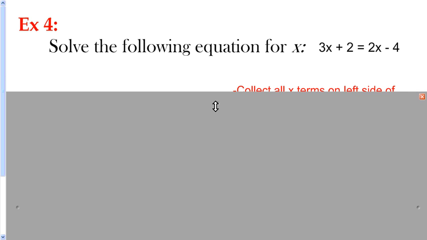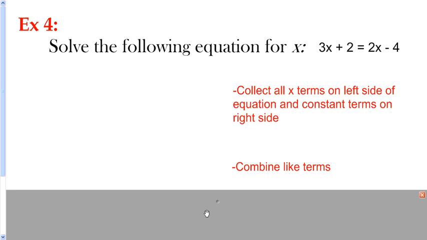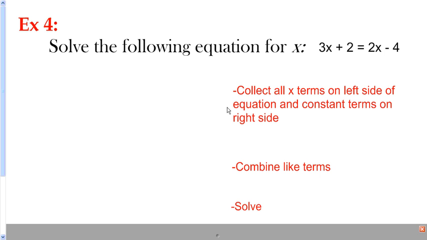Alright, solve the following equation for x. Okay, so we need to collect all the x terms on the left side of the equation and the constant terms on the right side. So let's do it. So 3x, we can leave that, that's an x variable, so let's leave that on that side. Now here we have a plus 2x. If there's no sign, it's a positive. When we bring that to the left side, it becomes negative 2x.